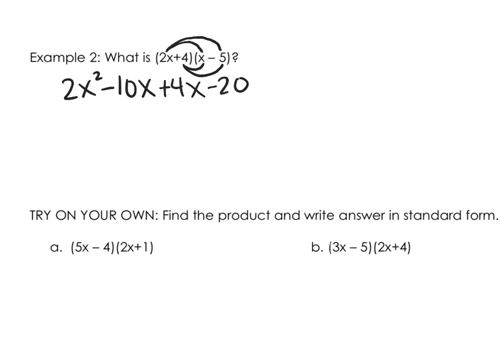So I want to look if there's any like terms that I can put together. So I see that -10x plus 4x can go together, giving me a -6x in the middle. And I have my answer written in standard form, so it is done.